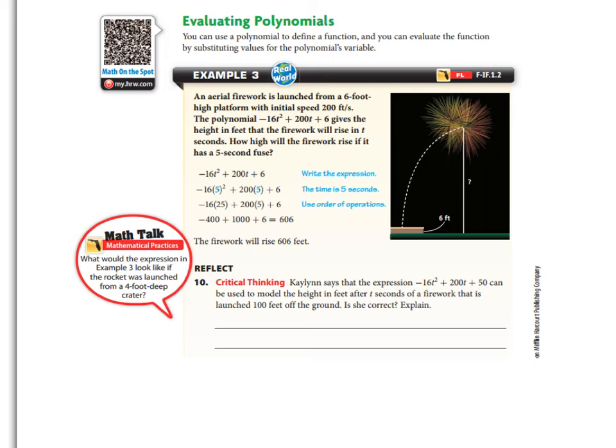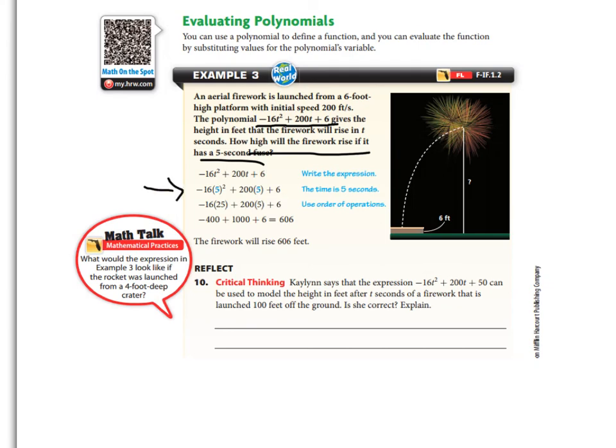So here they give us an expression of negative 16t squared plus 200t plus 6, which gives us the height in feet of the firework. And they want to know how high the firework would rise if it has a 5-second fuse. Well, t represents the time, which is 5. So wherever there's a t, we're going to plug in a 5, which is what they did here.